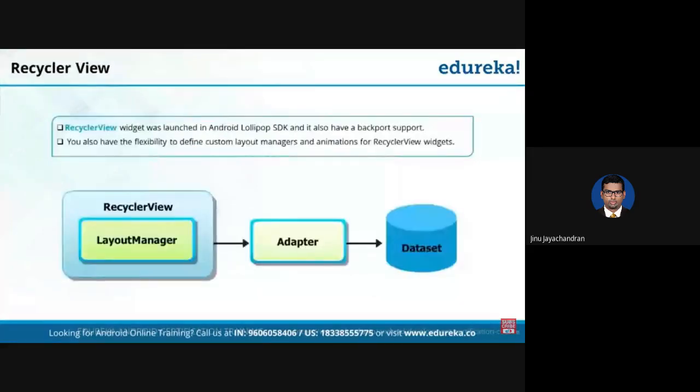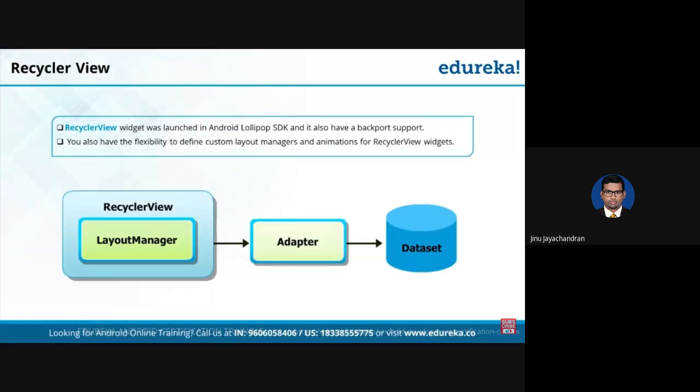So guys, finally we got something known as recycler view. Recycler view was launched in the Lollipop version of Android and also has backport support. So what's recycler view all about? We got a flexibility in the recycler view known as a layout manager. Layout manager can dynamically switch the view of the recycler view either to a linear layout or to a grid layout or to a staggered layout. So you can dynamically change the views into linear, grid, or staggered.